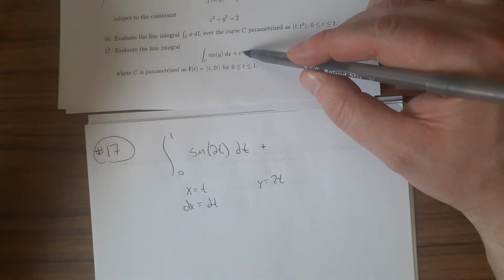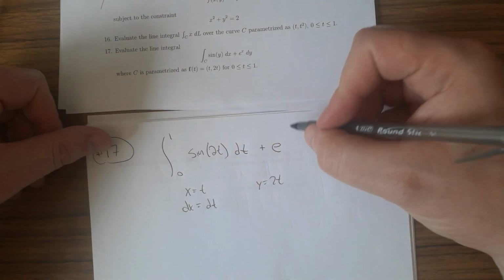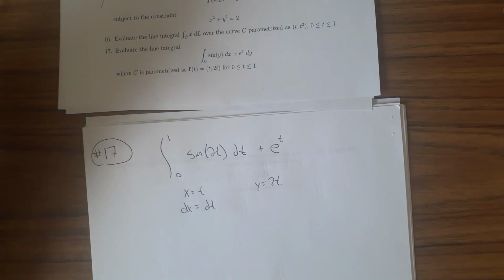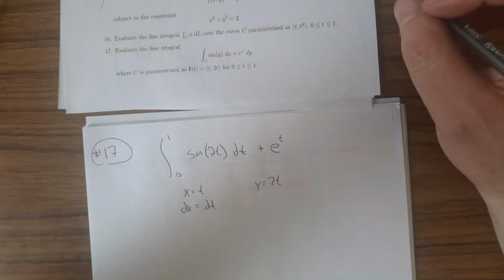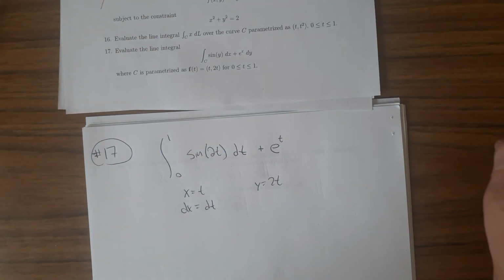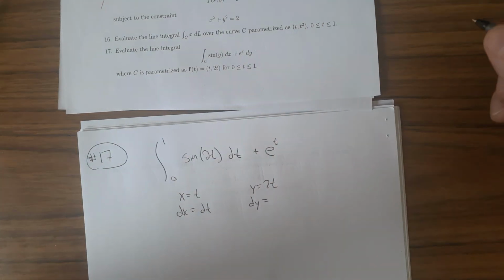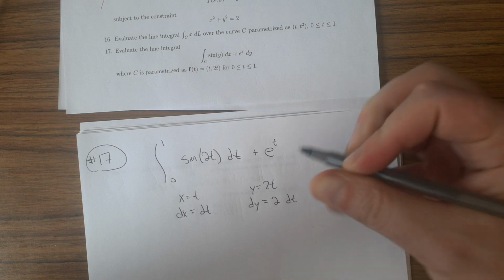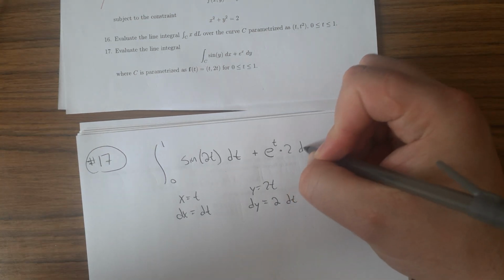So here I go. Here's the next part. E to the x. So instead of x, I'm going to write what x is in terms of t, which is just t. And then I'm supposed to multiply this by dy, which is not quite just dt. It's 2 dt. Because I have to do the derivative of what this is. That's where the 2 comes from.